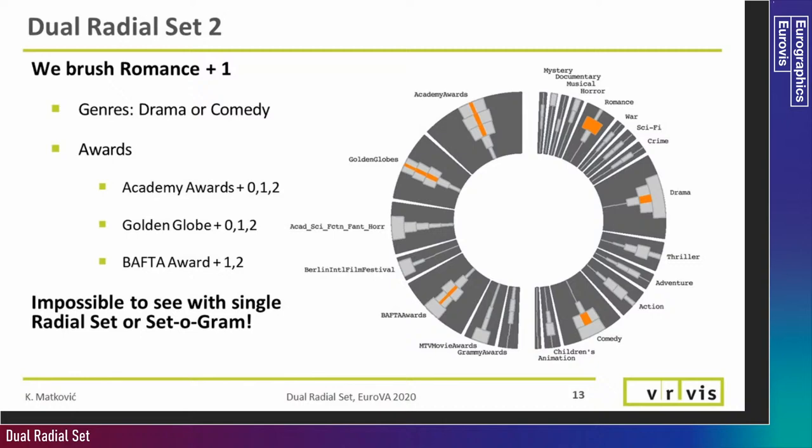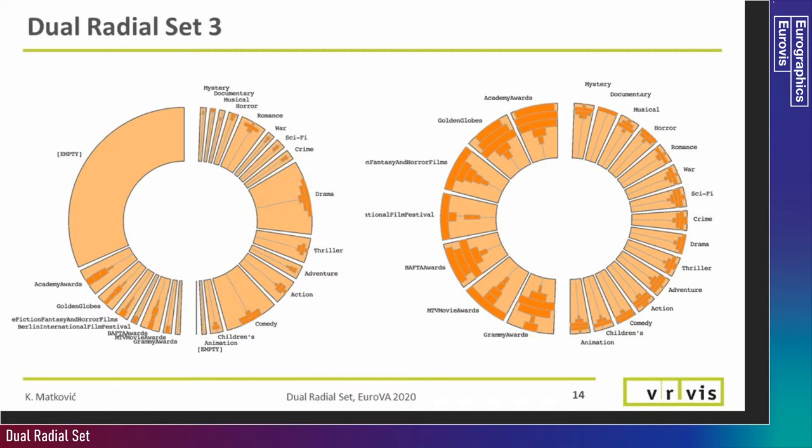We introduced also two more extensions to the radial set, basically to dual radial set, but they can be straightforwardly applied to the radial set. We introduce here the empty set, you see it on the right. Quite many movies do not have awards. And interestingly, this empty set concept is sometimes needed, sometimes not. On the left-hand side, we have genres which are not so often empty. So most of the movies do have genres. So maybe it makes no sense to have an empty set for genre. But it makes sense for awards. More than half of movies do not have any award.